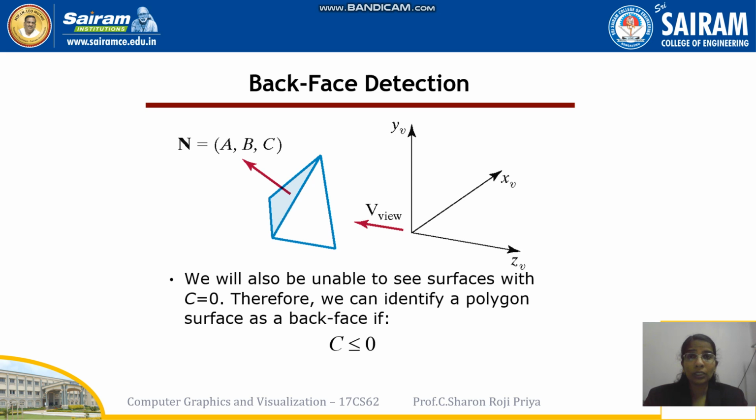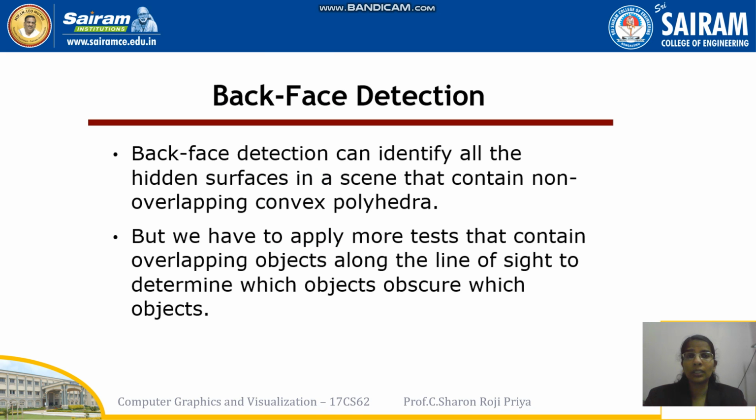But the disadvantage of this back face detection method is that it cannot identify an obscured surface, a surface behind another surface. So this is all about your first method in visible surface detection, the back face detection method.